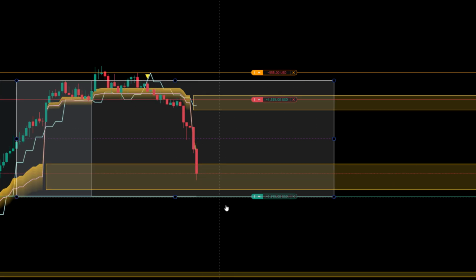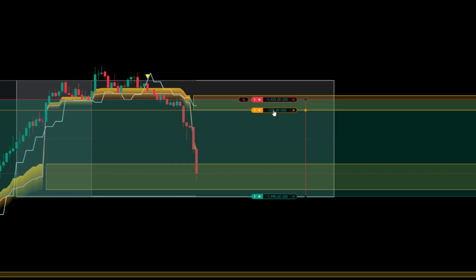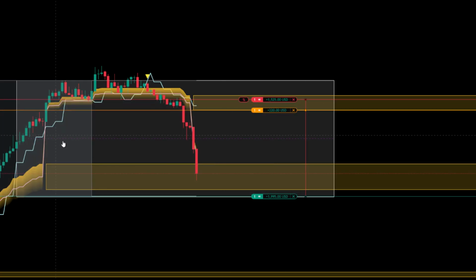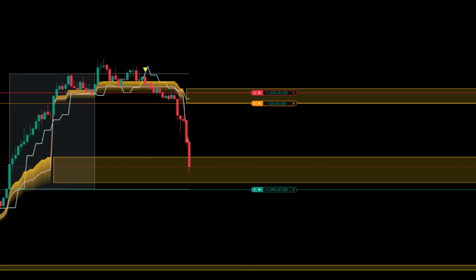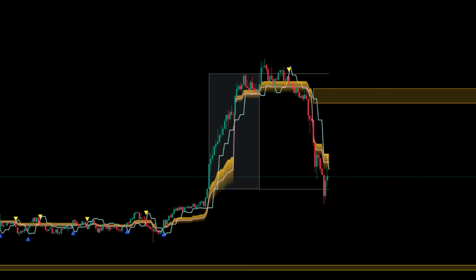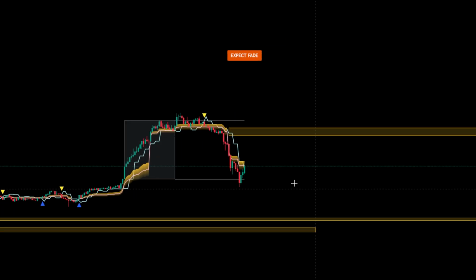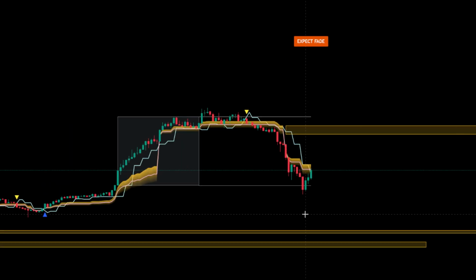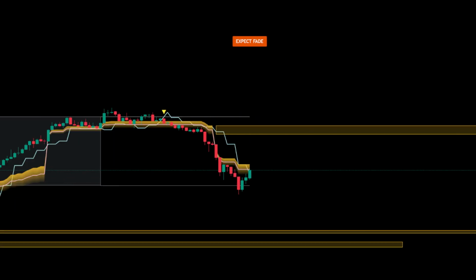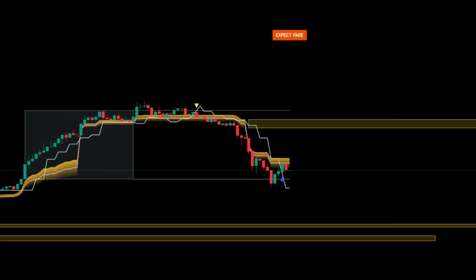And then we're going to leave a runner. We're going to go break even on this zone here and then leave the runner to see if we can catch the bottom of this. And there it goes. We catch the bottom. We're still expecting fade, and we left this out, this zone here. So we're gonna wait. We're not gonna immediately enter, right? We're gonna wait for our trend shift, and there it is right there.